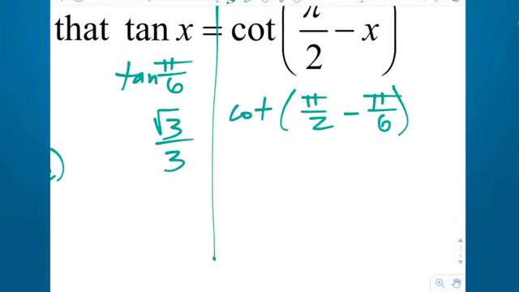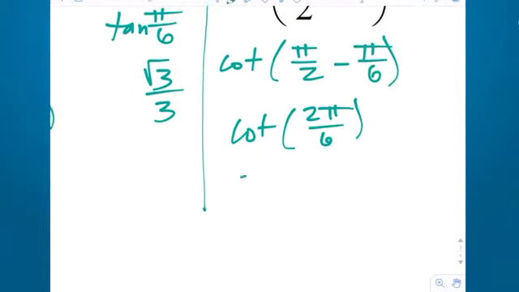Okay, now over here on the right side, before I can take the cotangent, I have to simplify inside. So what is pi/2 minus pi/6? Pi/2 is how many pi/6? 3, right? So 3 pi/6 minus 1 pi/6 is 2 pi/6 or 1 pi/3.